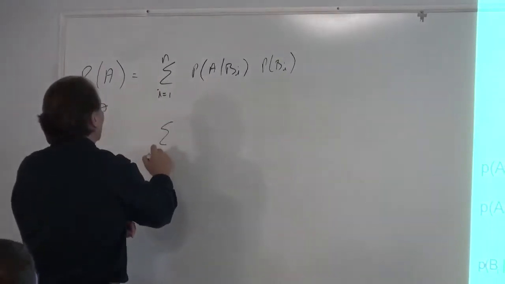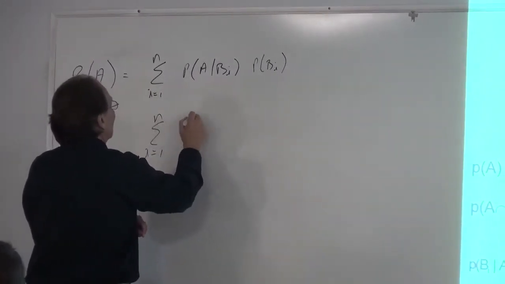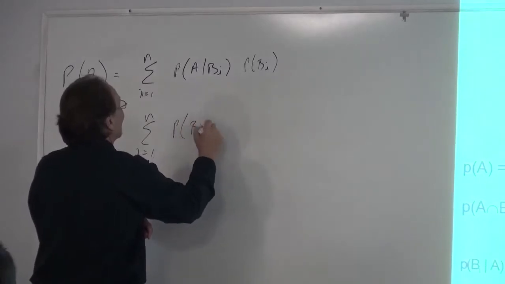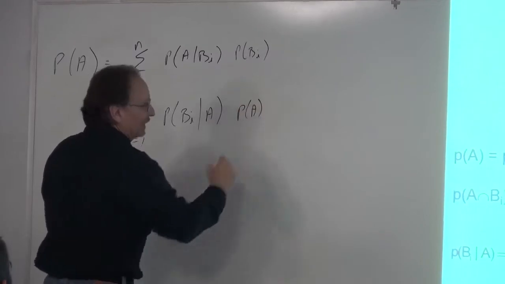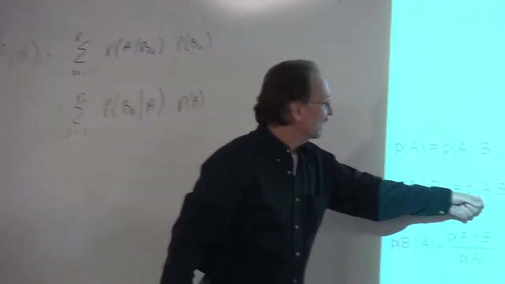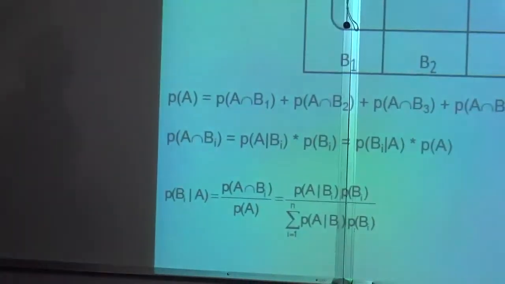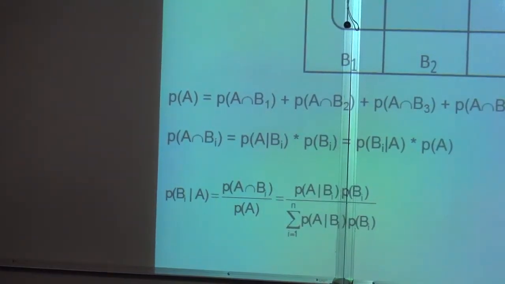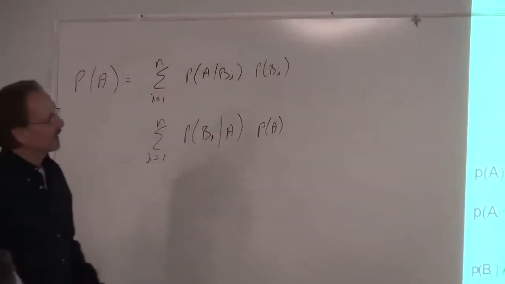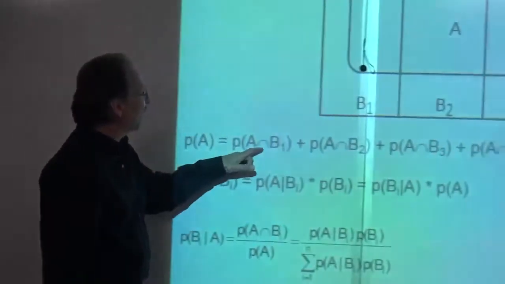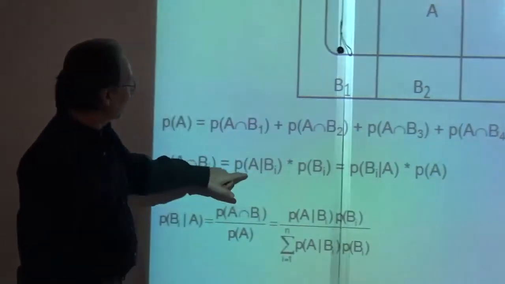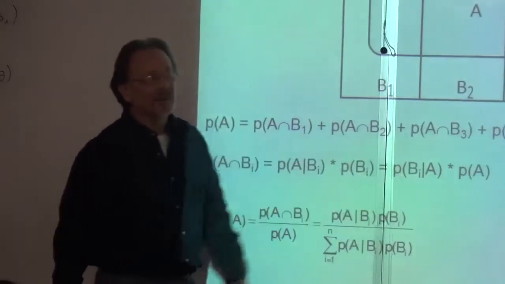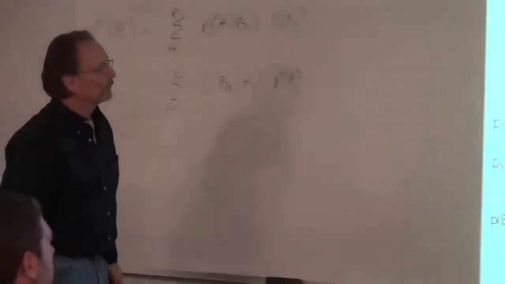Or, conversely, it is the probability of B sub i given A times the probability of A, because what we're using is this relationship right here. Right? So there's two ways to get at the probability of A. In this case, the probability of A is actually this series of intersections, which we can arrive at through one of two different methods. Okay.